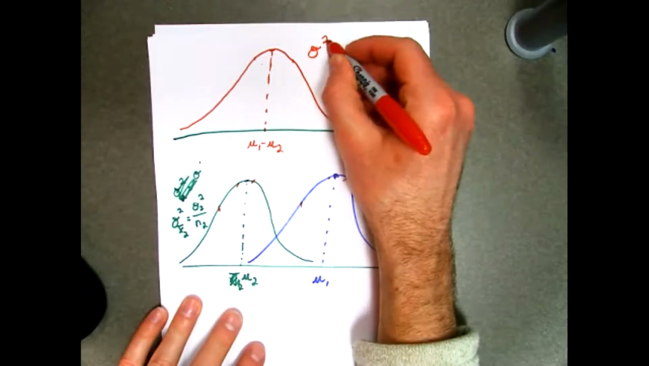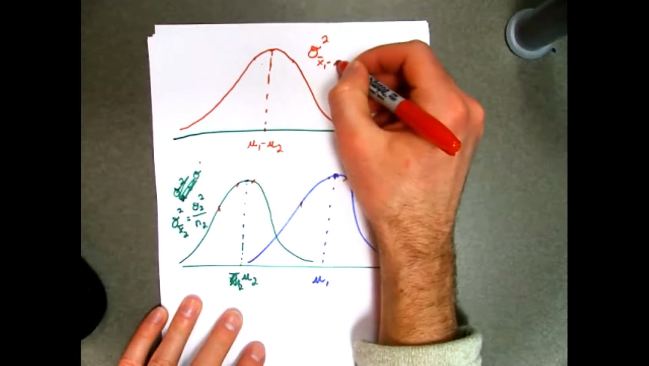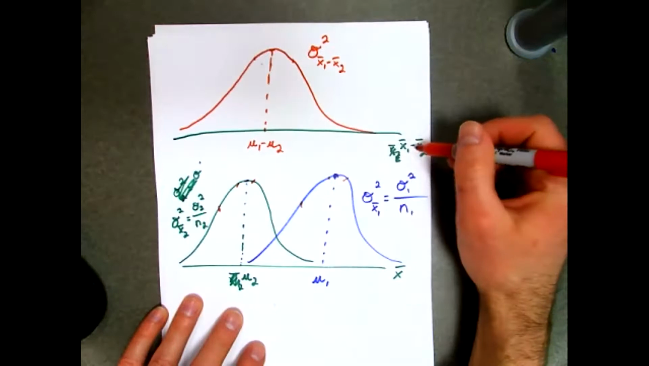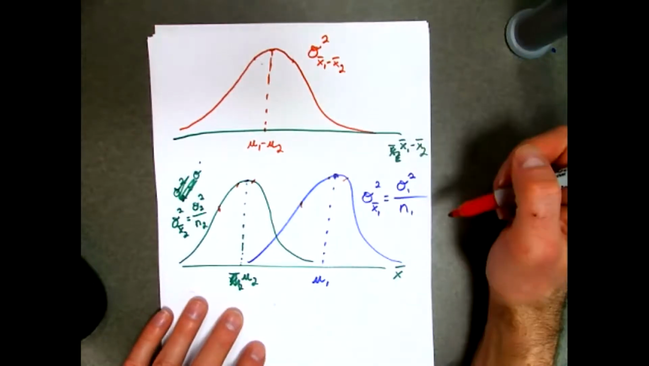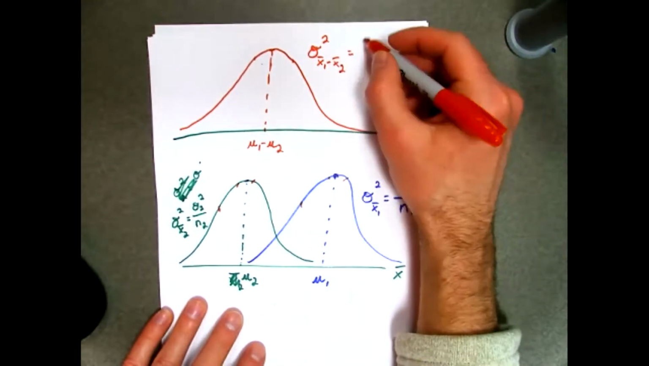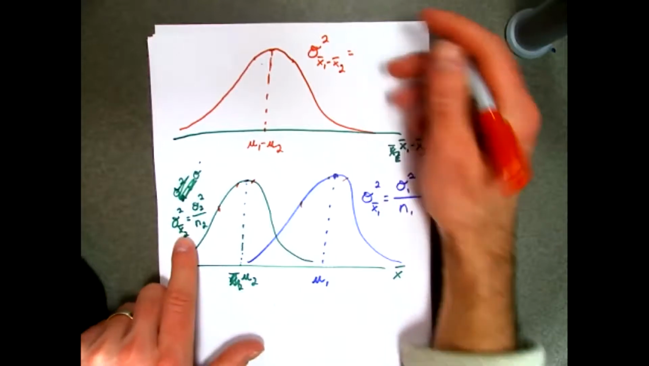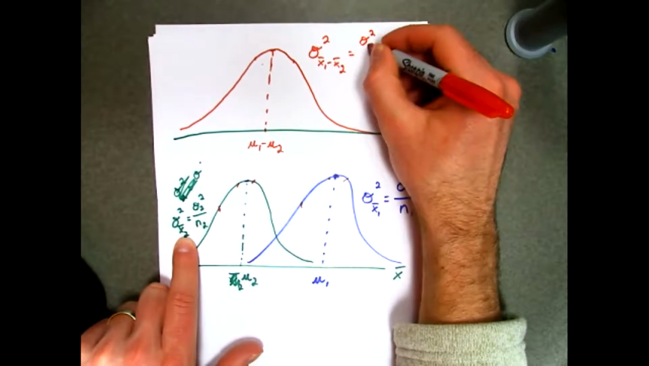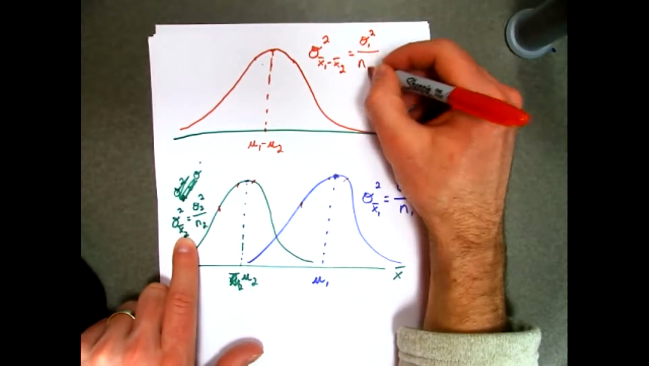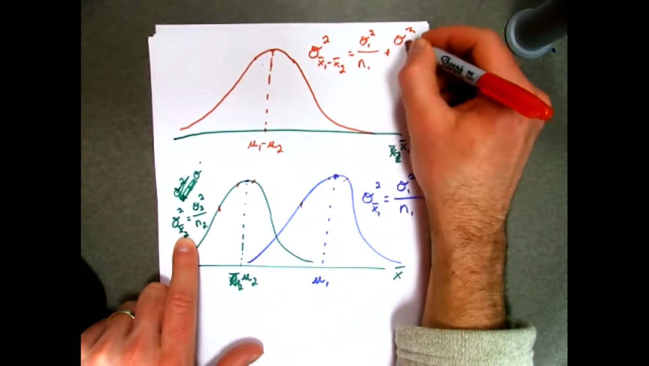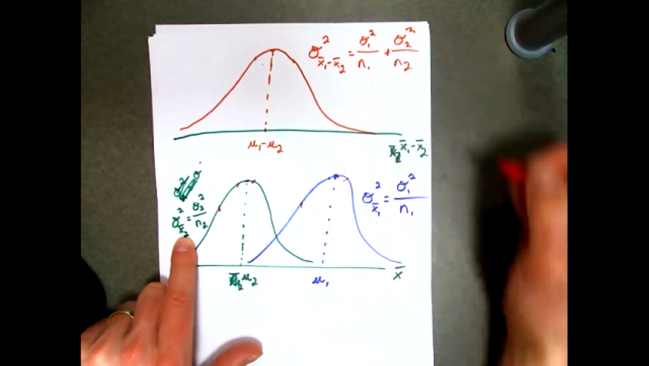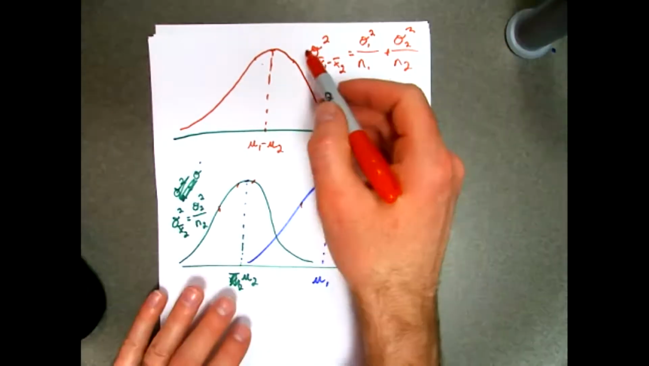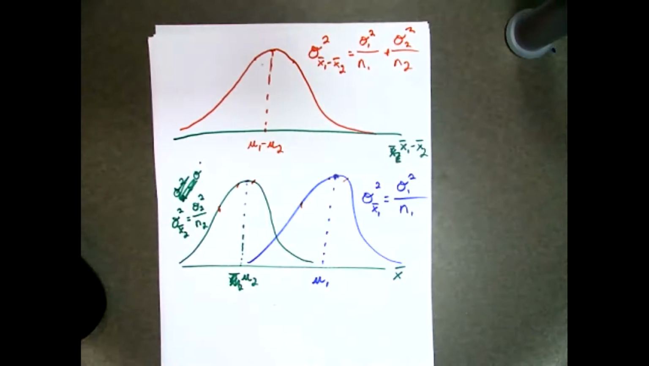And then the variance for that difference, right? The variance for the difference in the sample means will just be each group's variance added together. So we'll have here the population variance for group 1 over its sample size, population variance for group 2 over its sample size. And if I wanted the standard deviation, I would just take the square root there. Okay.